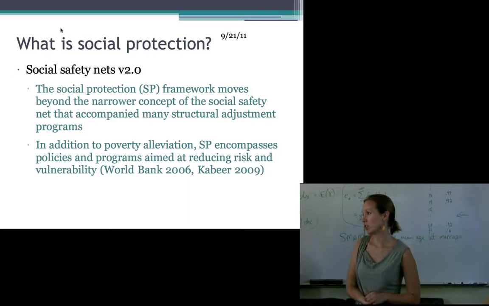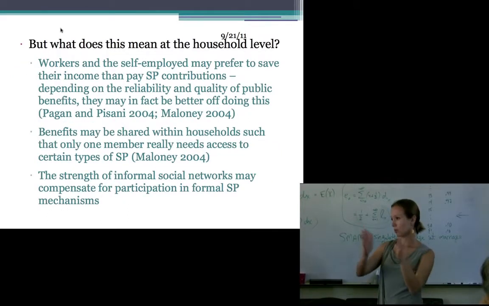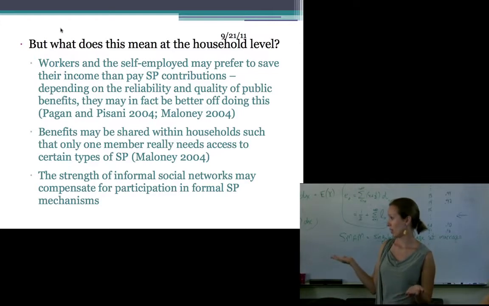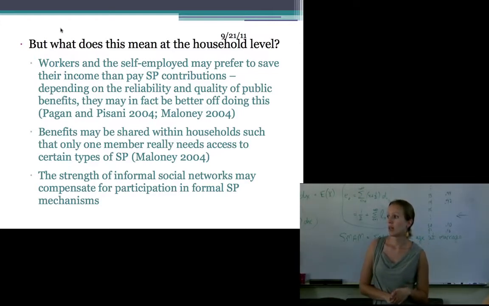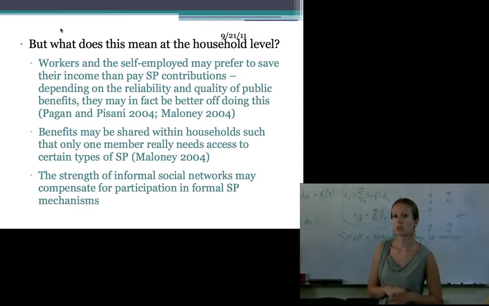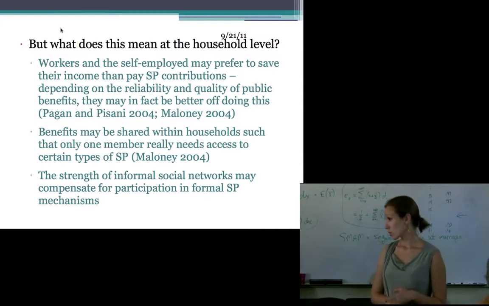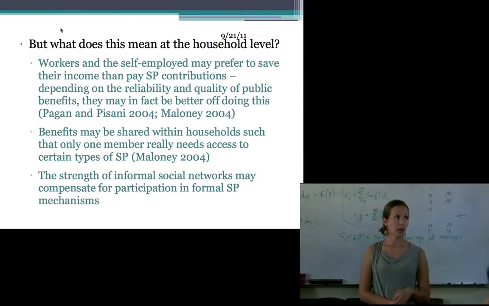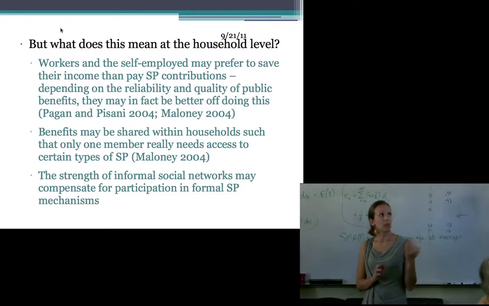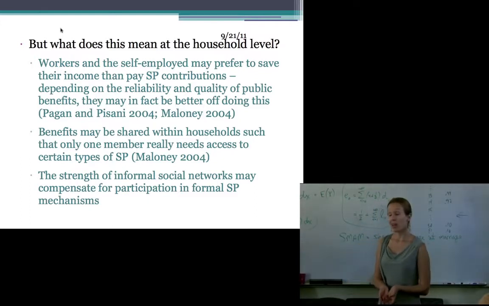There are a couple of reasons to think that either we're heading for catastrophe here, with a large number of people who are not going to have any way to support themselves, or that there may actually be other mechanisms in place by which people are supporting their families and expect to support their families, so that they're not putting that much importance on social protection, or that we don't have to worry about it that much. Some of the international literature, again, none of this is based on the Middle East, is that workers and the self-employed may actually prefer to save their money than to spend it on contributing to public social protection schemes. This is particularly the case in developing countries where the reliability and the quality of the service that you're getting is not that good.